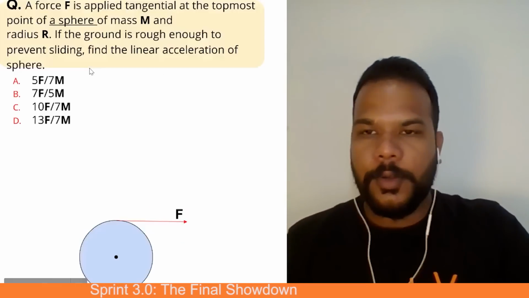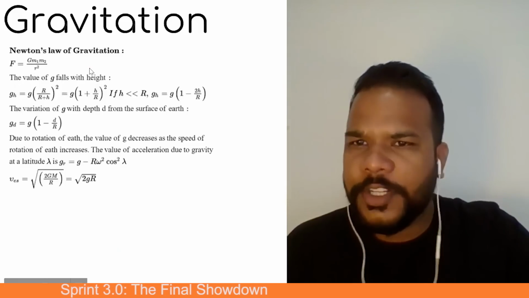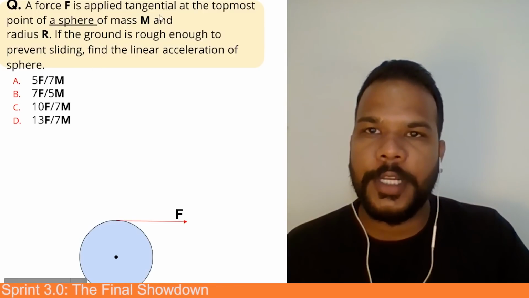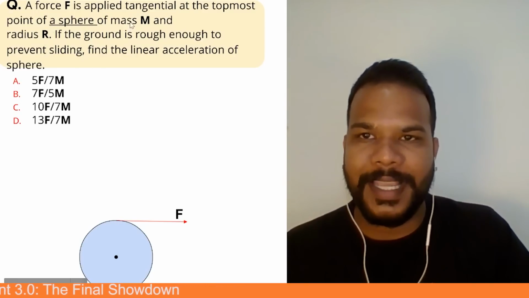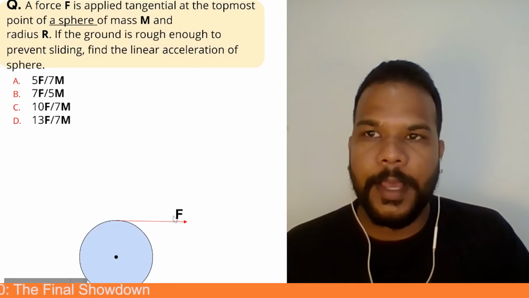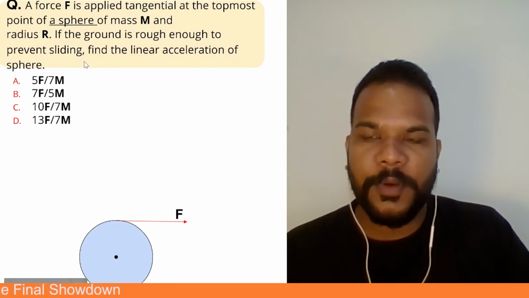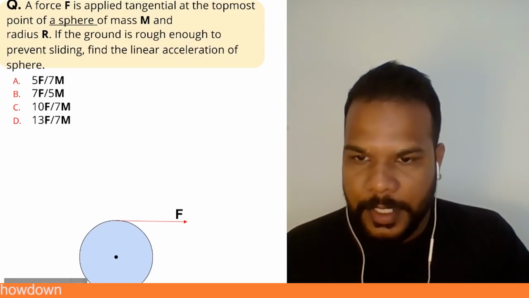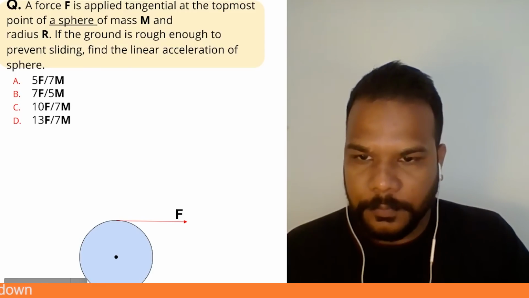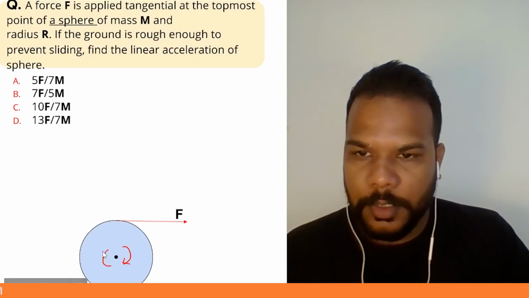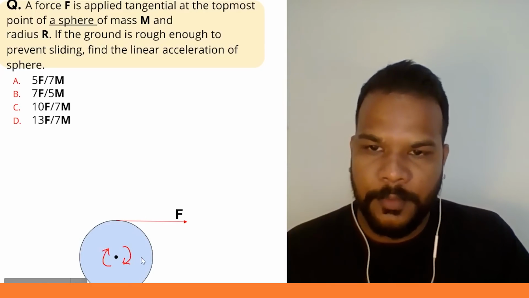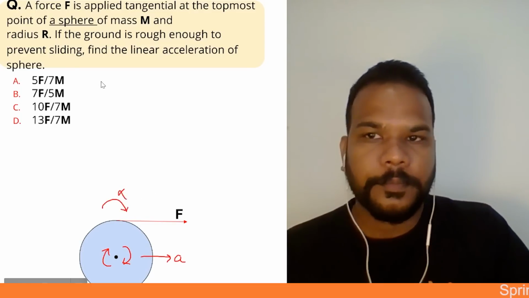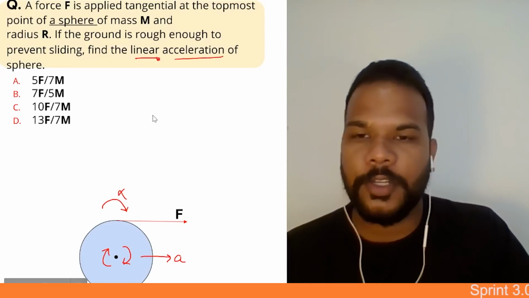Perfect. Okay guys, last question for rotation I guess, उसके बाद में gravitation पे जाएंगे. So a force F is applied tangentially at the topmost point of a sphere of mass m. एक F force लगाया हमने, and if the ground is rough enough to prevent sliding, then find the linear acceleration of the sphere here. So यहाँ से एक friction force लग रहा है, and the object is rotating about the center of mass. And if it is accelerating with an acceleration a, and angular acceleration is alpha. So again we have to find out the linear acceleration.